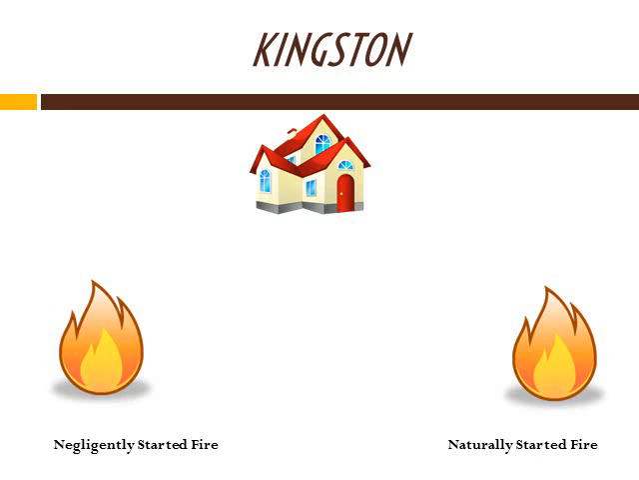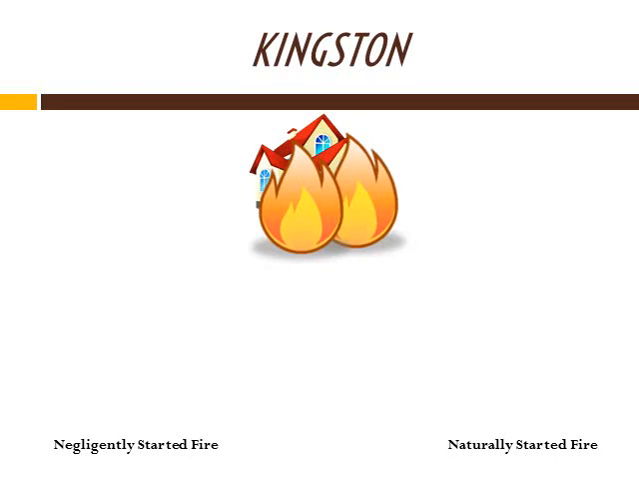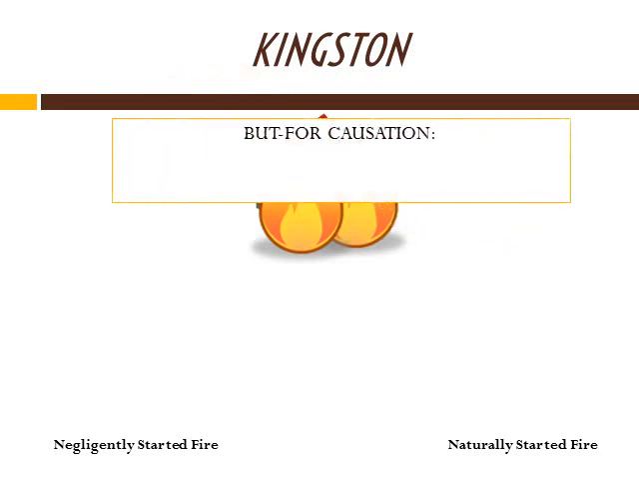So the Kingston case talks about two fires which were started. One of the fires was started negligently, and the other fire is believed to have been started naturally. The two fires joined and burned down Kingston's property. Kingston wants to sue the person who negligently started the fire. But he's got a problem.